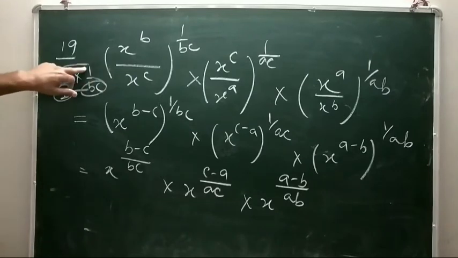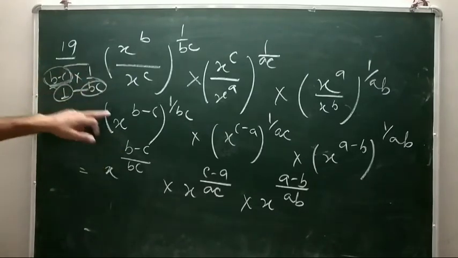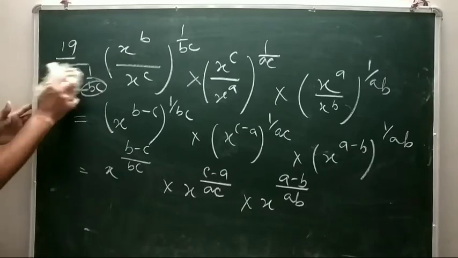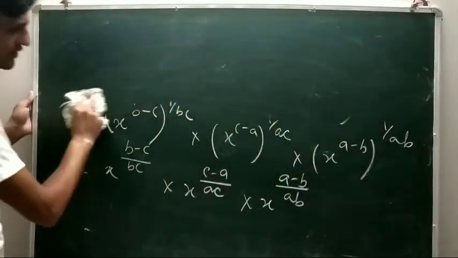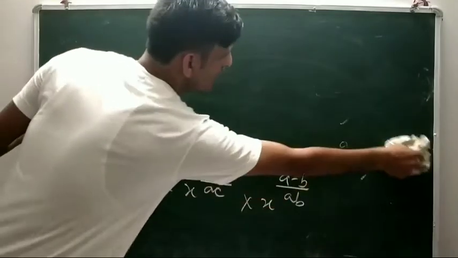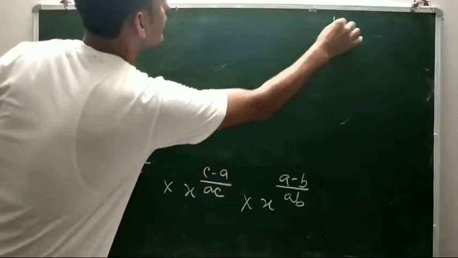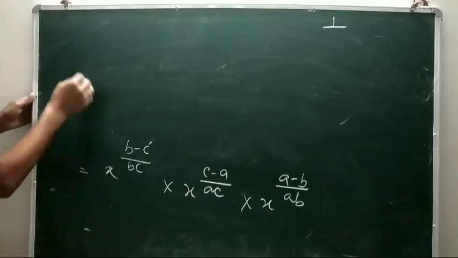B minus C multiplied with 1, B minus C 1 multiplied by BC. So after this we got this. Now let us move to the next step. How will we proceed to the solution? Let's see. We should prove this one is equal to 1. Try to remember. Okay. Now it is C.